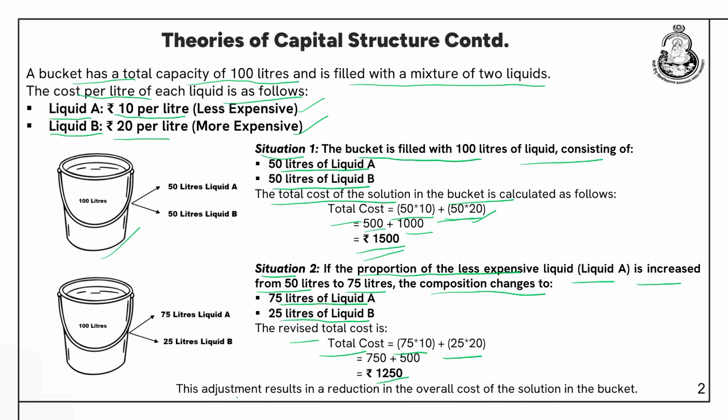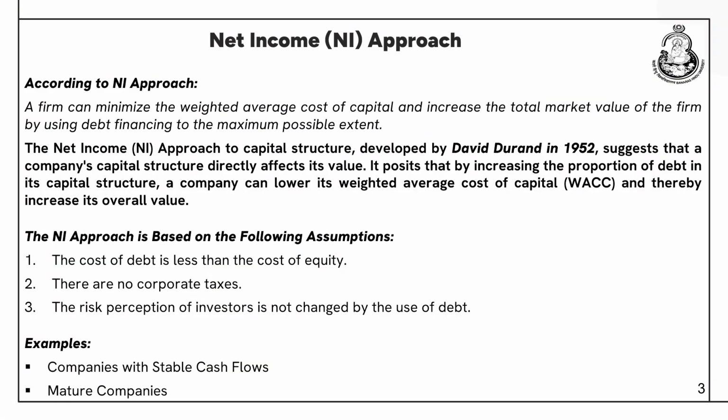Now, you can see this adjustment results in the reduction of the overall cost of solution in the bucket. And why has the overall cost of solution gone down? Because the proportion of a less expensive liquid has increased. So, just keep this example in your mind when we discuss the capital structure theories. You can easily relate all the theories on the basis of this example. So, let us talk about the first theory, that is the net income approach.